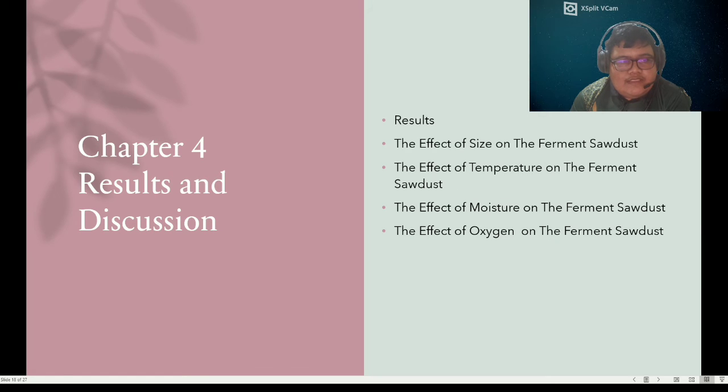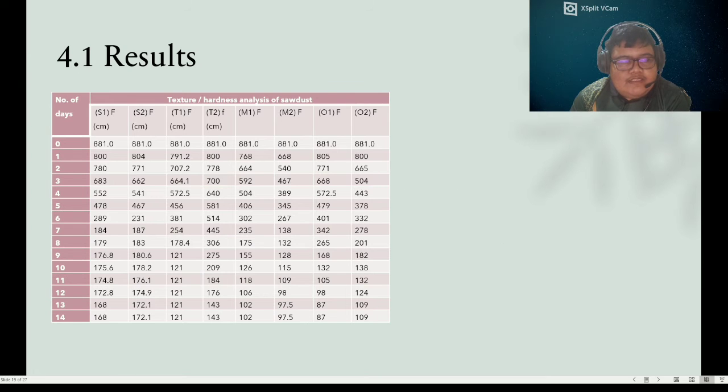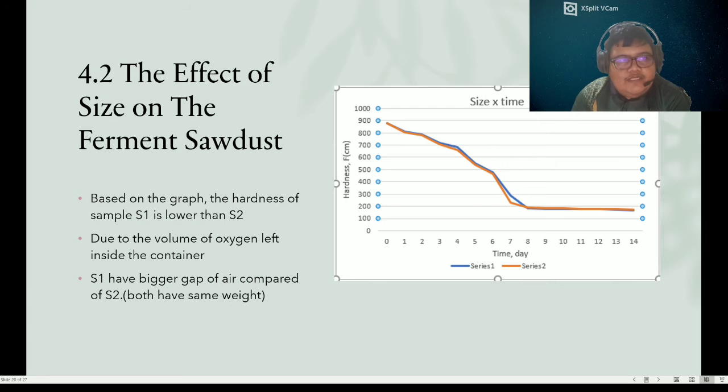Chapter 4, Result and Discussion. This is the table of the results of the hardness of the sawdust based on container size, temperature, moisture, and oxygen. Okay, this is the graph on the effect of size for the fermented sawdust.